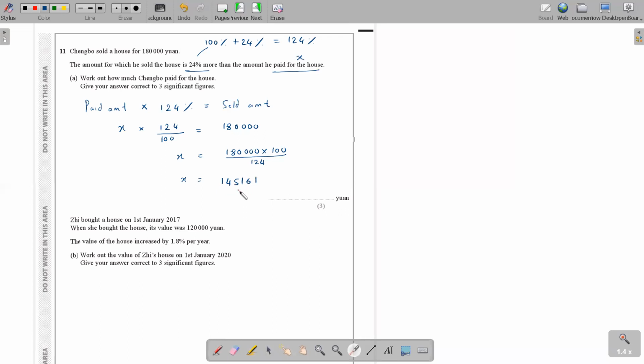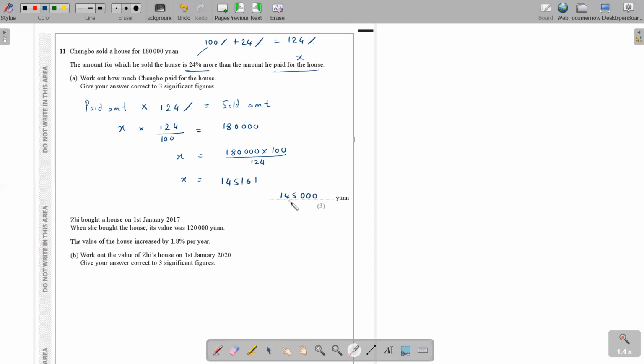So it's 145,161 yuan. So when you correct to 3SF, the figures after the 5 are the fourth, fifth, sixth figures. So you can see now the fourth figure is 1, lesser than 5. So we don't need to round it off. So it's simply 145,000 yuan. So remember, you don't remove the 161 and just write 145.